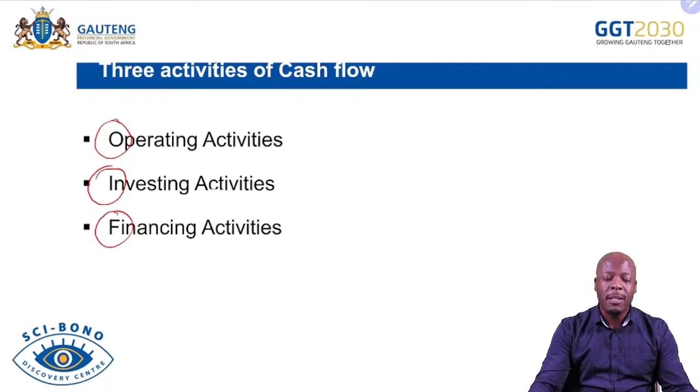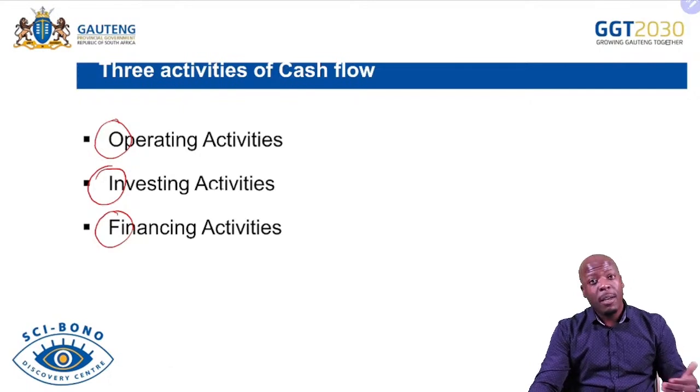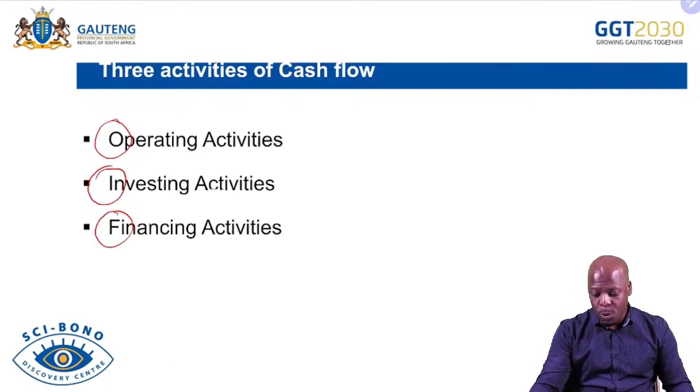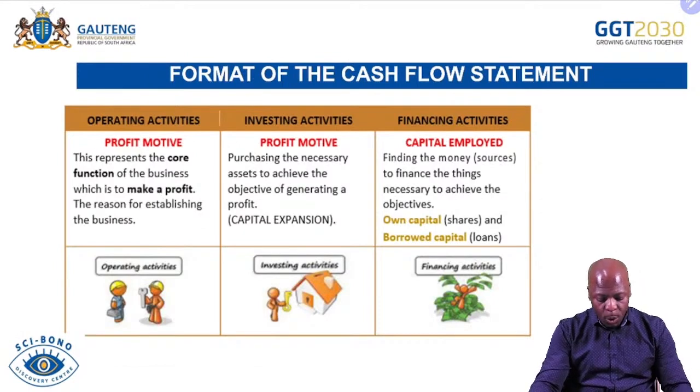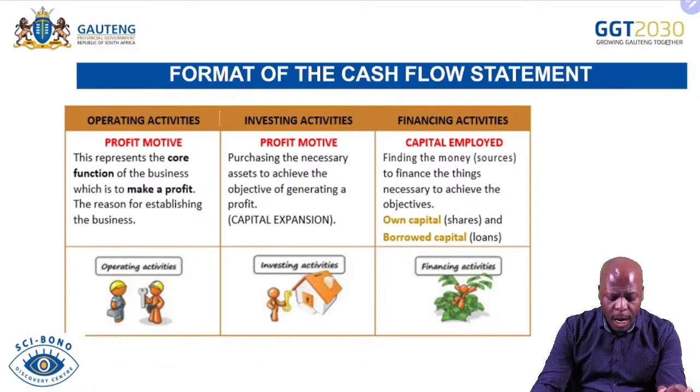The I is the investing activities. Where is the business investing into, and what is happening to those investments? And then your financing activities. It is, where are we getting our finance from? Is it through shares or is it through loans? So that is very important. So you have three parts. That is your O, your I, and the F. That is your OIF.